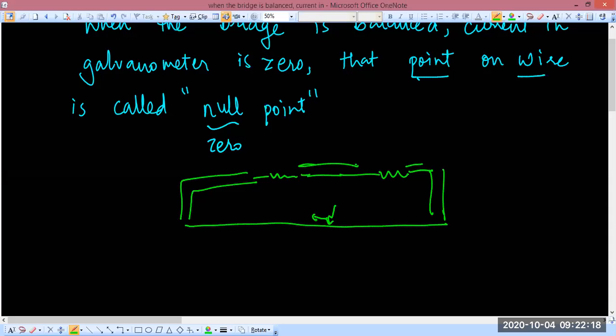Okay, it's still not 0. Finally, when this comes here, this galvanometer is showing 0 current. So this point for which the galvanometer shows 0 current is called null point N. Is that clear? It's called null point N.